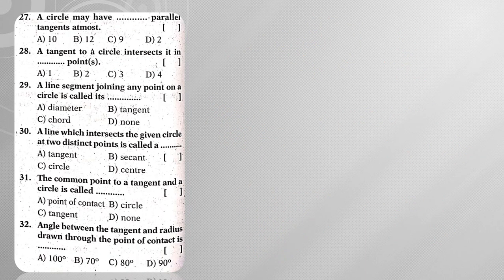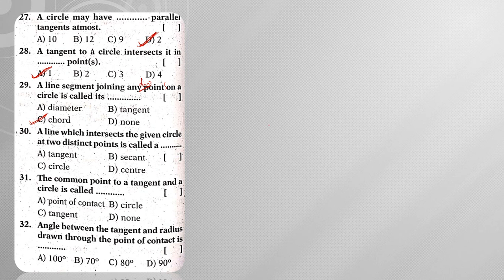A circle may have dash parallel tangents at most. It will have at most two parallel tangents. Now these are all theoretical questions. A tangent to a circle intersects it in dash points. A tangent intersects at only one point. Next, a line segment joining any two points on the circle is called its dash. A line segment joining any 2 points on a circle is called a chord. So here, this is the mistake, right?